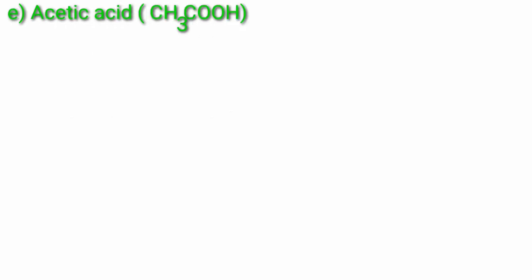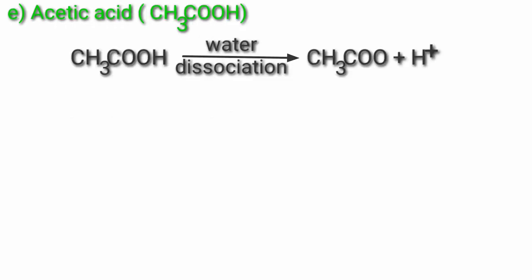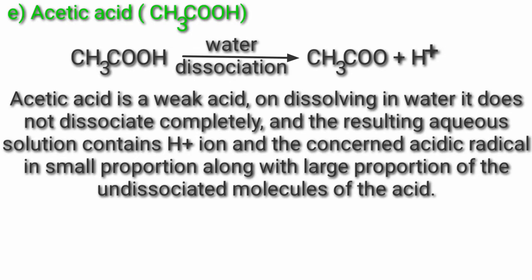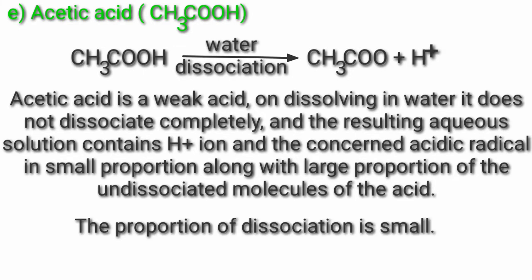Next, E. Acetic acid. CH3COOH gives CH3COO- and H+. Acetic acid is a weak acid; on dissolving in water it does not dissociate completely. The resulting aqueous solution contains H+ ions and the concerned acidic radical in small proportion along with a large proportion of undissociated molecules of acid. The proportion of dissociation is small.